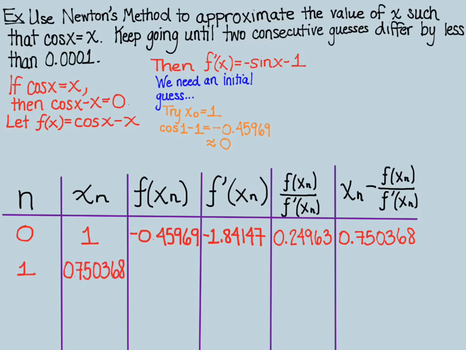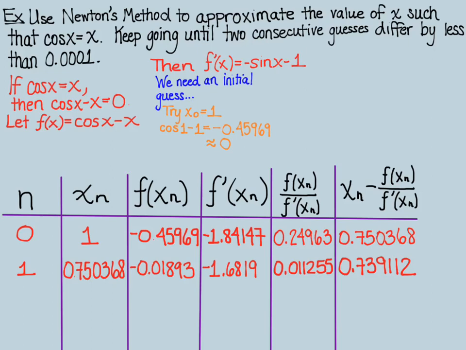So if n is 1, x sub n is 0.750368. I'm now going to plug this into f of x sub n. So I have negative 0.01893. I can plug x sub n into f prime of x sub n, and I end up with negative 1.6819. I can now do f divided by f prime, and I get 0.011255. And then I can do x sub n minus this value to end up with 0.739112.